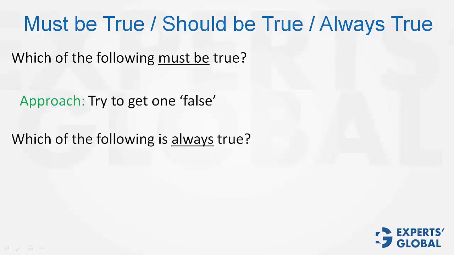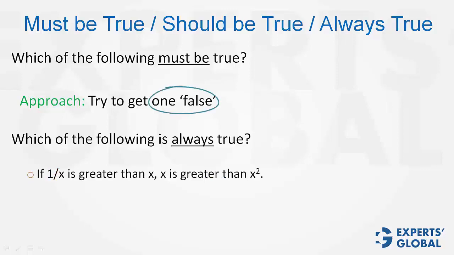Let's take an example. Which of the following is always true? Look at this one. Our approach should be that we should get just one false case. We know that 1 divided by x is greater than x. When is this possible? When x is between 0 and 1, a small positive value, or when x is a big negative number, such as, let's say, when x equals negative 5.